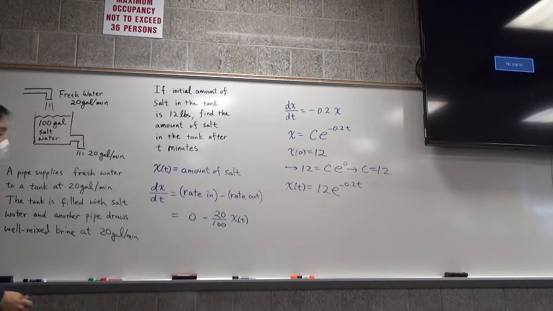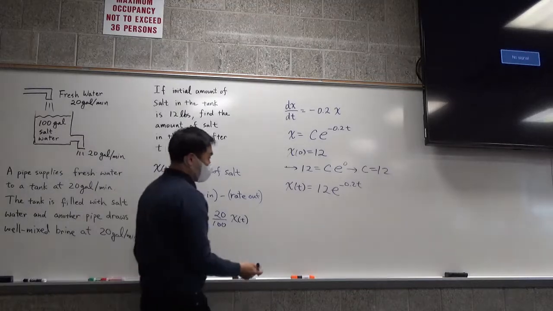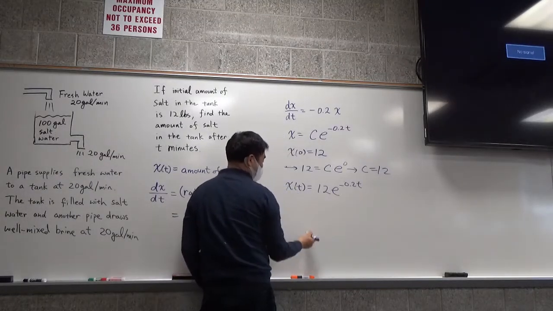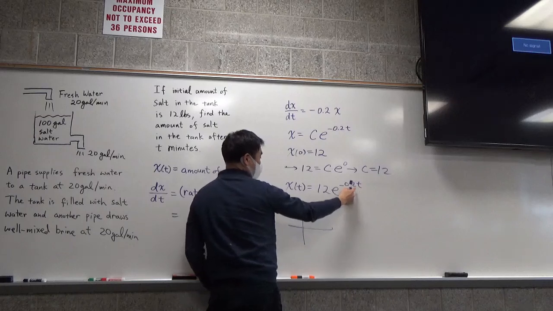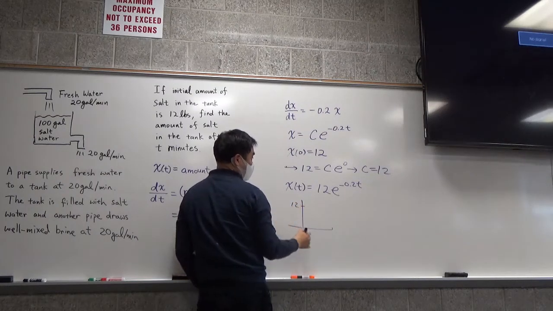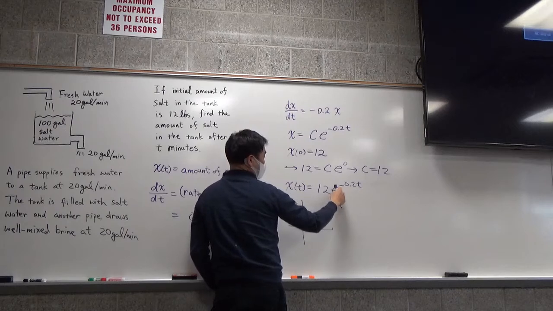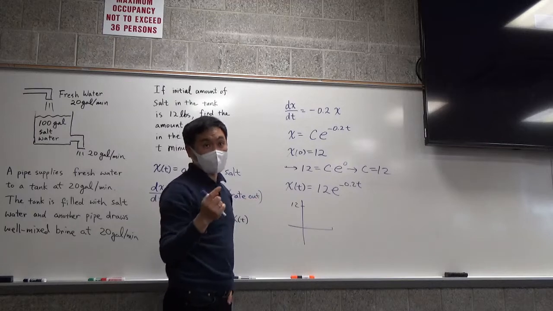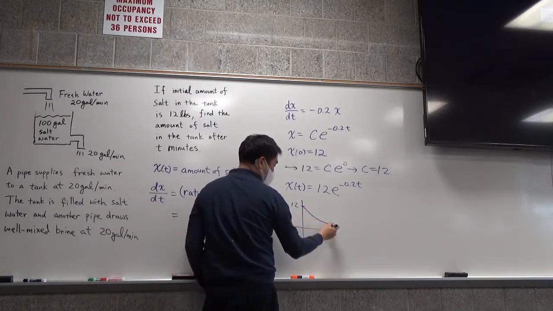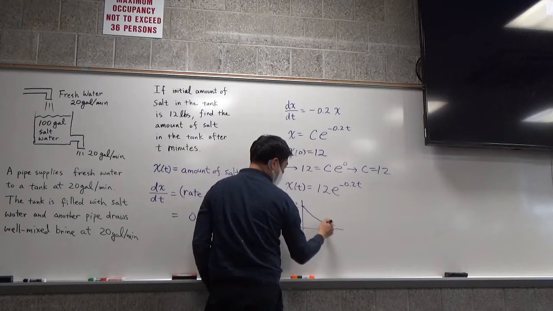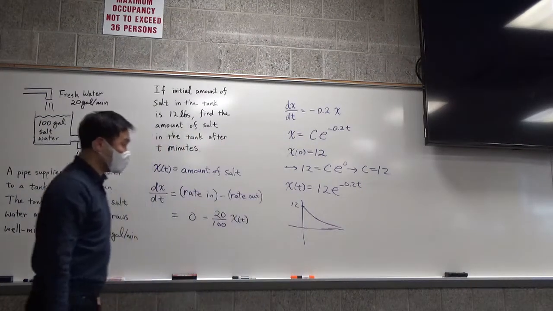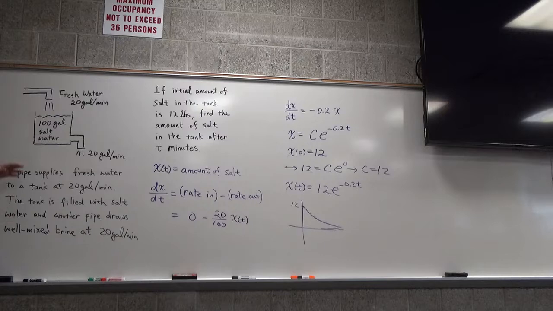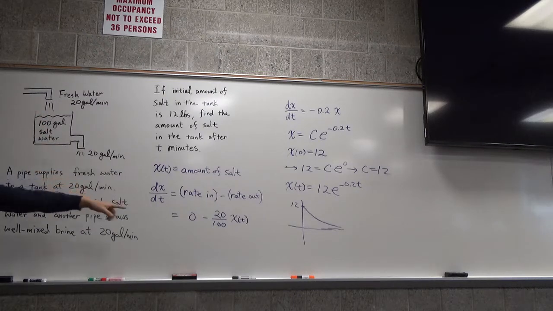And indeed, our initial idea agrees with the solution. So we know that when you plug in t equals 0, you'll get 12 as the beginning. And as time proceeds, this becomes e to the negative big number, and e to the negative infinity is 0. So it just goes exponentially towards 0. So that's what's going to happen. In other words, even after a long, long time, there's still some amount of salt in there, although it's very small.